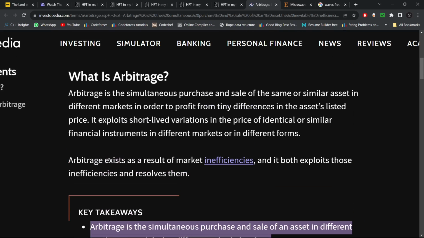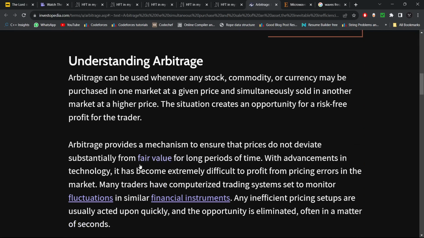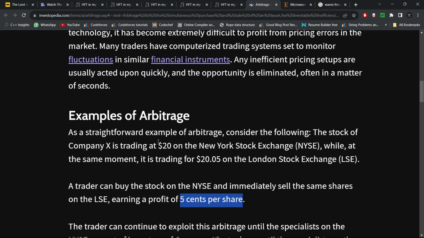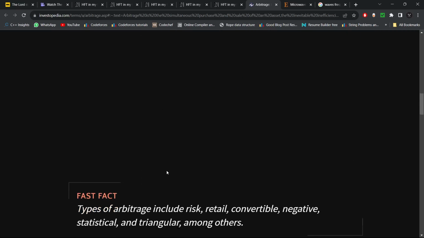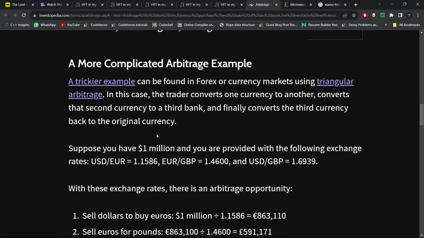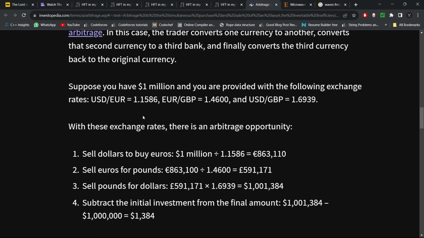This is what the definition also said, right? You do a simultaneous purchase and sale of the same or similar asset in different markets, and you profit from the price differences. So this is what arbitrage basically means, and it is a pretty common technique. Investopedia also explains another type, triangular arbitrage, which happens in the forex market. You can read this example on Investopedia itself.